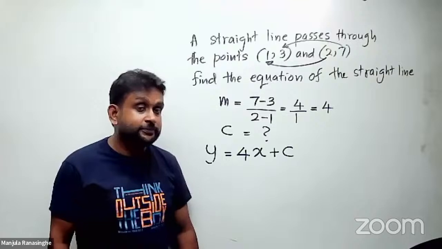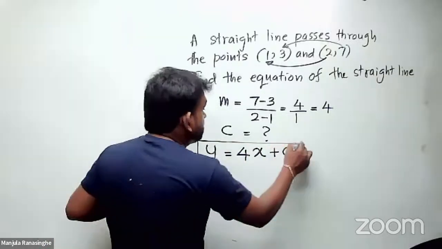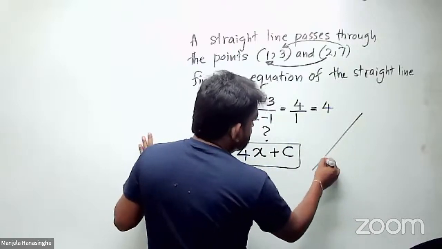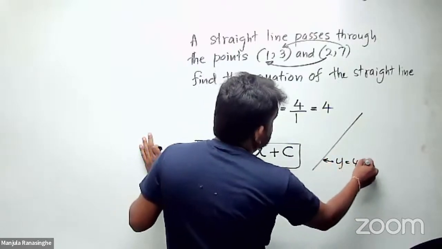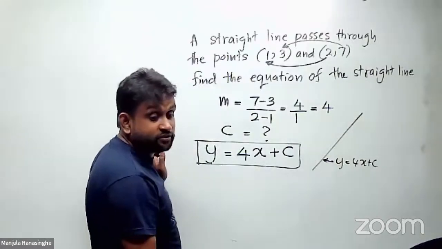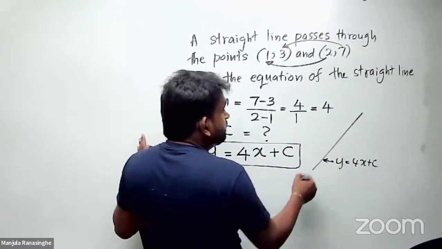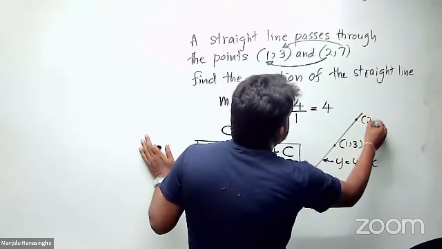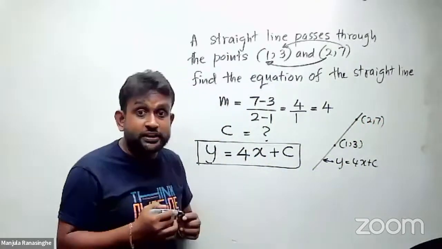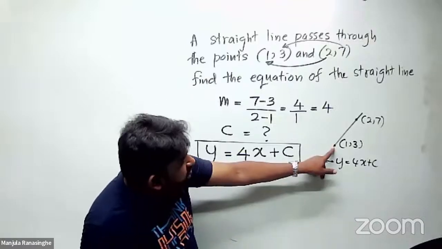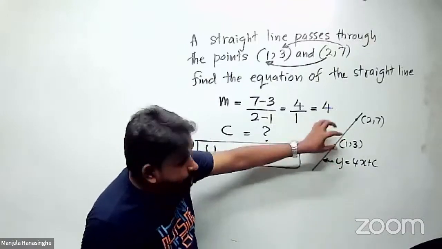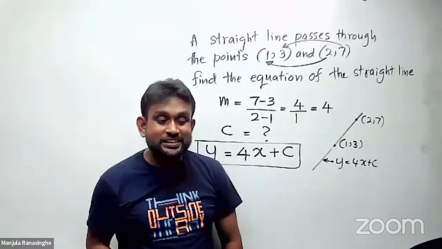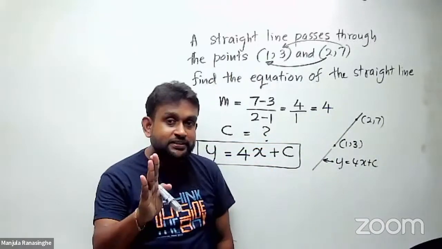This is now the equation. The equation of the straight line is y equals 4x plus c. But we cannot give it in this format because c is not known. But they say that it passes through 1, 3 and 2, 7 as a condition. If a straight line passes through a certain point, it means that the points satisfy the equation.